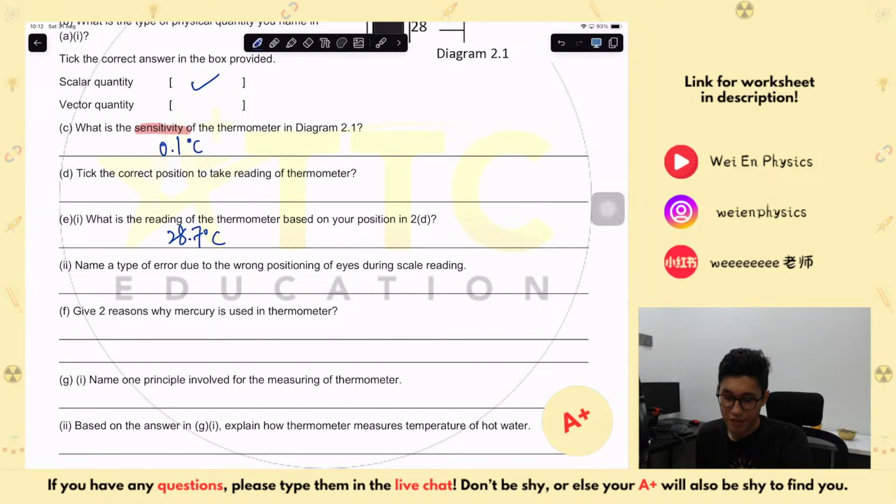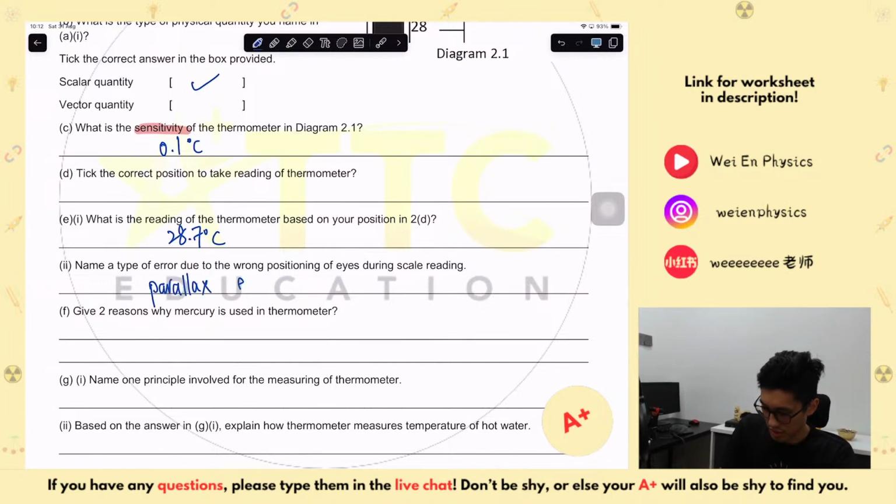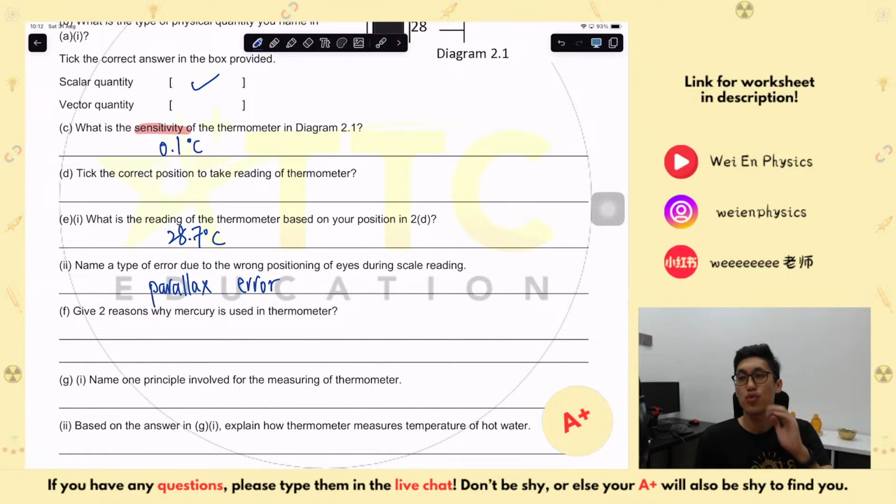Name a type of error due to the wrong positioning of the eye during scale reading. If you read a scale using the wrong position, we call that parallax error. Parallax error means that when you read the reading of a scale, you read it wrongly.